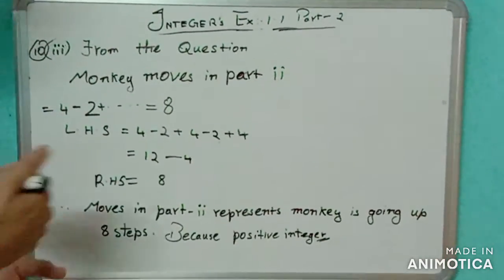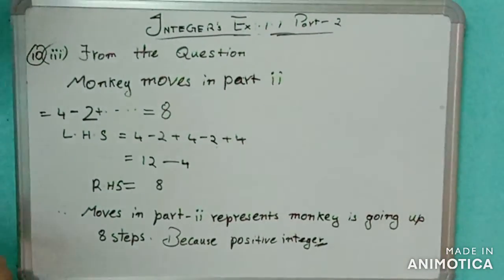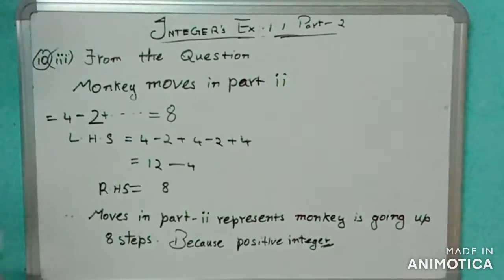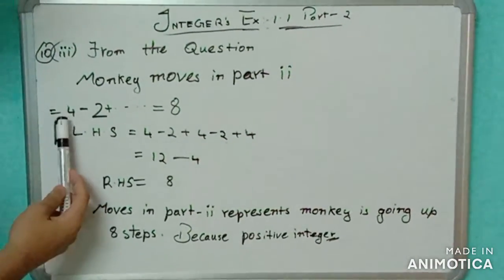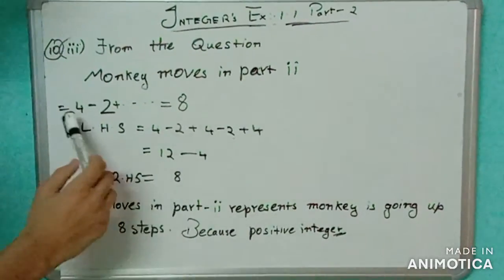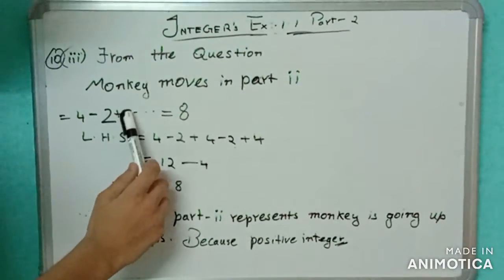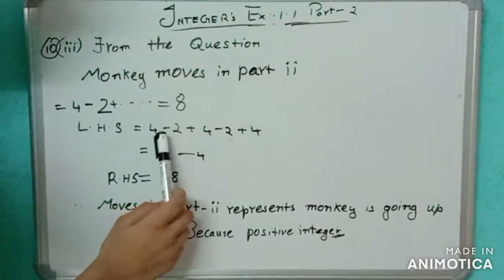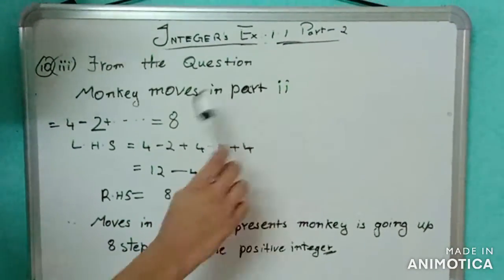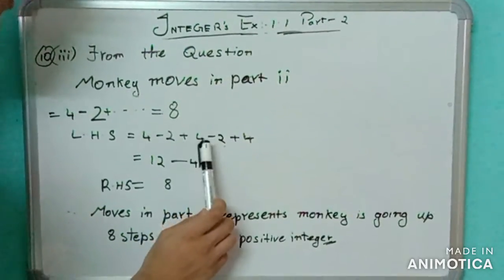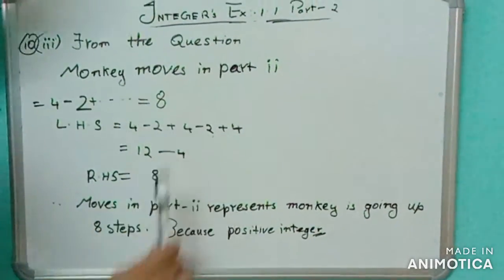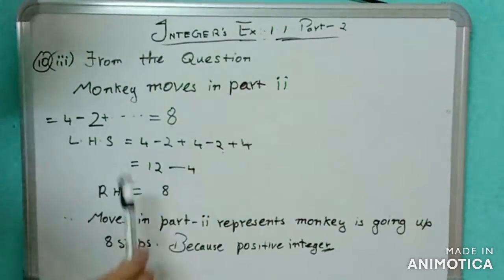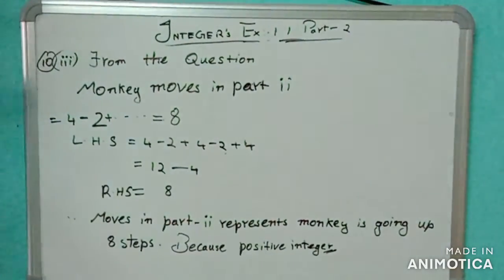In part 2 they gave that it goes from bottom to top, right? So bottom to top it goes first 4 steps and again minus 2 steps. So 4 minus 2 plus again 4 minus 2. So the answer should be 8. So the LHS we will write as 4 minus 2 plus 4 minus 2 plus 4. So here 4 plus 4 plus 4 is equal to 12. Minus 2 plus minus 2 is minus 4. So 12 minus 4 is equal to 8. We got the RHS 8.